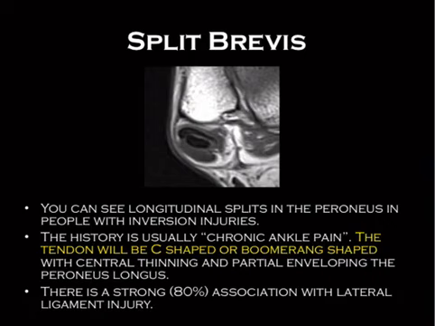History is typically chronic ankle pain. It's almost certainly going to be asked as a what-is-it question. There is a strong association with lateral ligamentous injury, given that it is a lateral tendon. So a mechanism that would tear it would probably tear lateral ligaments as well.